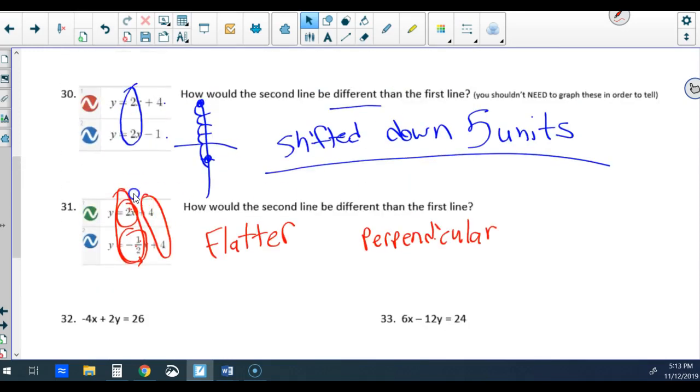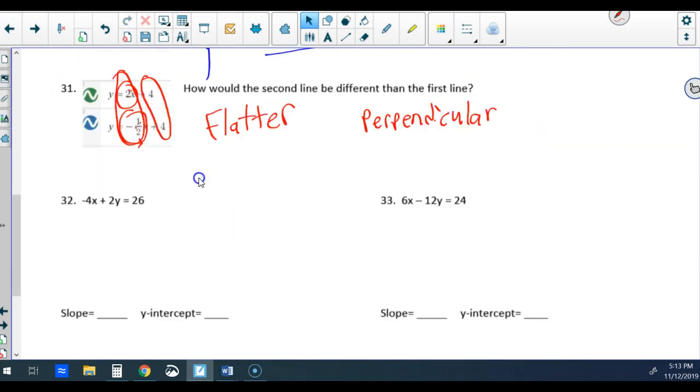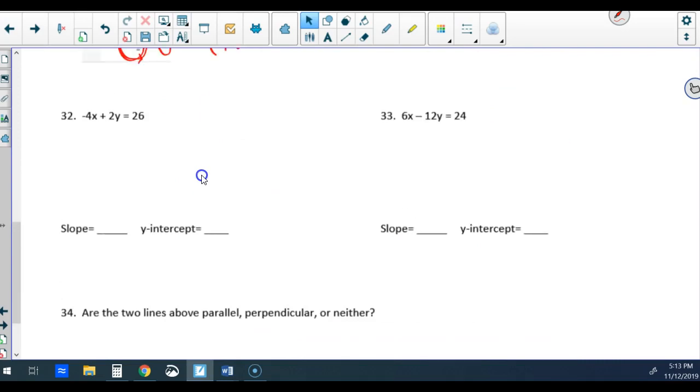32. And again, if you want to check 30 and 31 to make sure, go graph on Desmos. 32. Find the slope and the y-intercept. These are not in y equals mx plus b, so I'm going to solve them for y. Plus 4x to both sides. 2y equals 4x plus 26. Divide by 2, divide by 2. Y equals 4 over 2 is 2x plus 26 over 2 is 13. Slope is 2, y-intercept is 13.